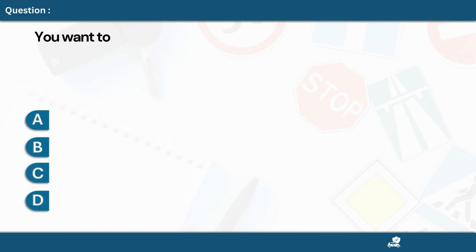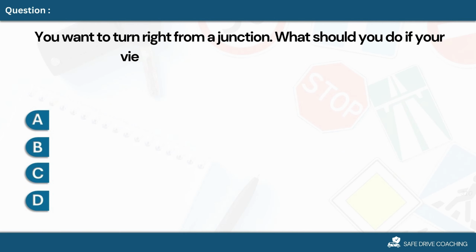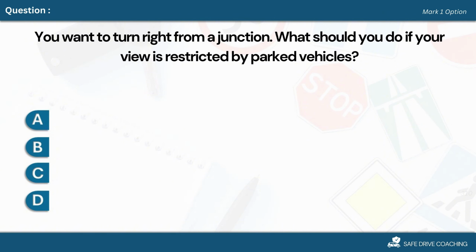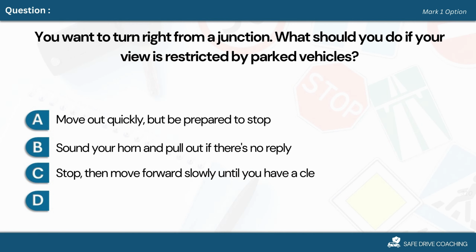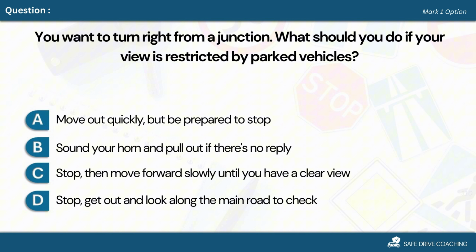You want to turn right from a junction. What should you do if your view is restricted by parked vehicles? A. Move out quickly but be prepared to stop. B. Sound your horn and pull out if there's no reply. C. Stop, then move forward slowly until you have a clear view. D. Stop, get out, and look along the main road to check.